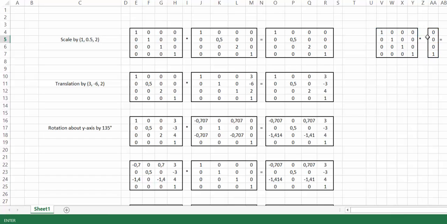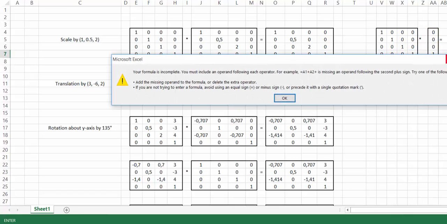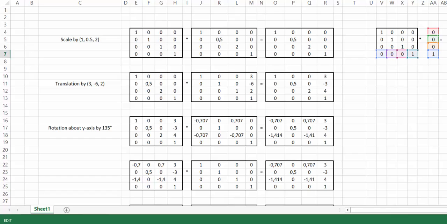So here we have this times this plus this times this plus this times this. Here we have this times this plus this times this plus this times this plus this times this. And finally we have this times this plus this times this. Okay, so this is the resulting vector.